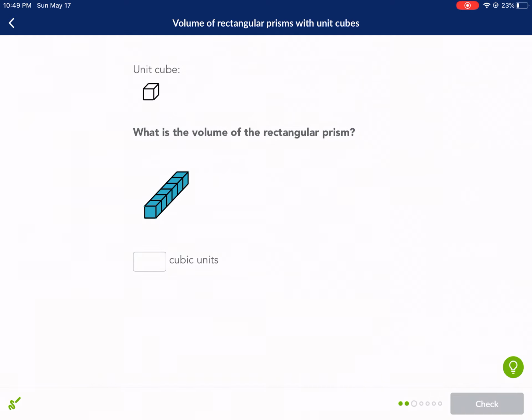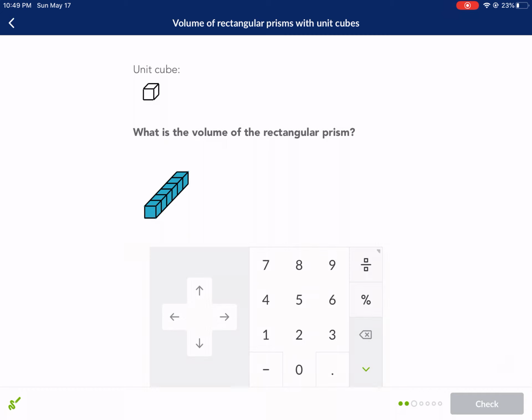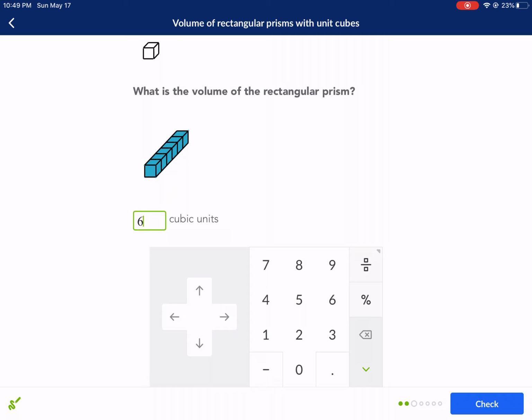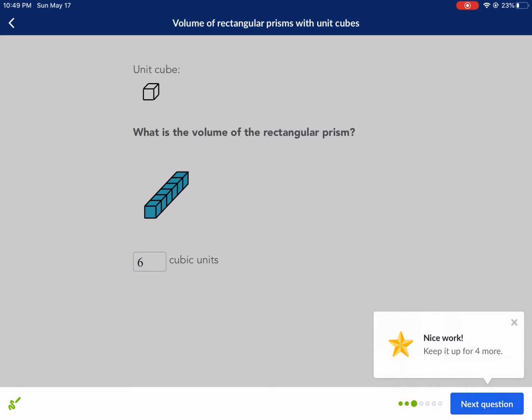All right, next question. This one's another count one. 1, 2, 3, 4, 5, 6. 6 cubic units. Did I count that right? 1, 2, 3, 4, 5, 6. Yes, I did. Little optical illusions affecting my eyes.